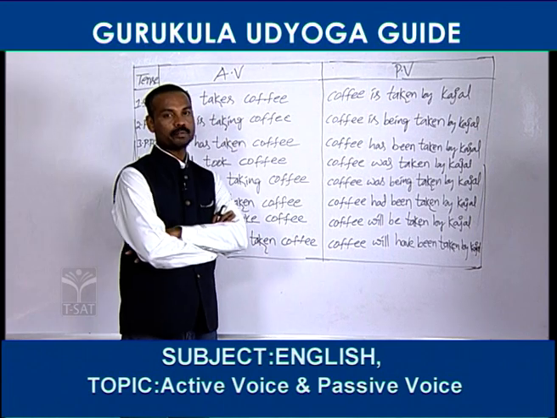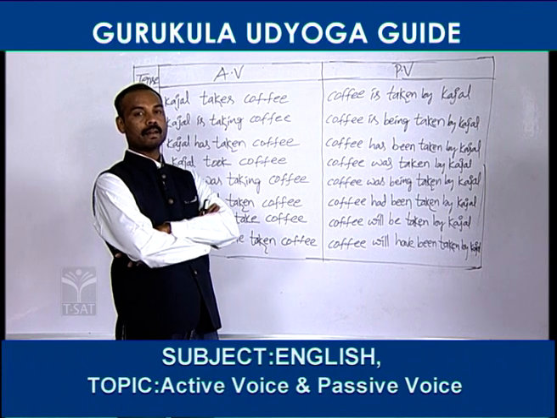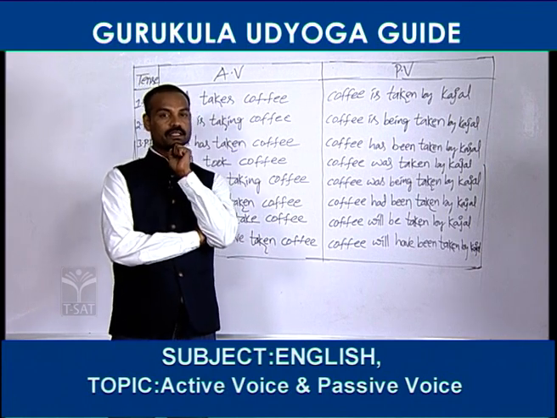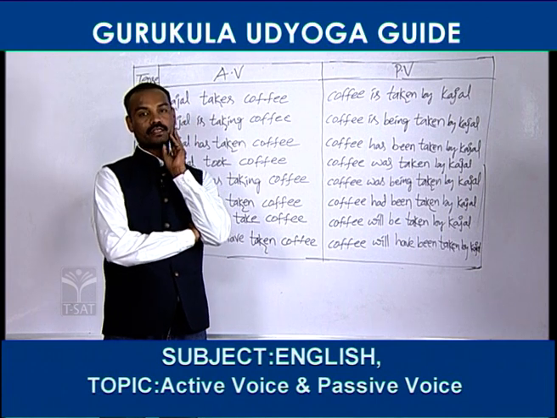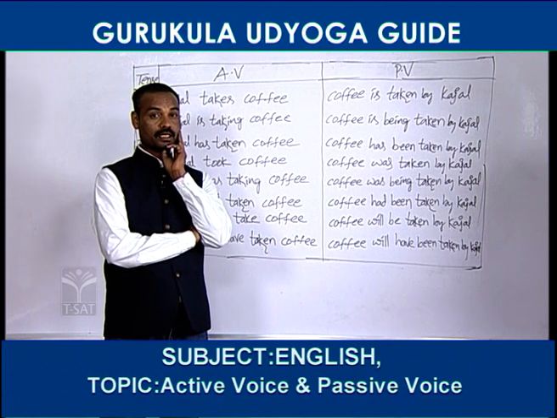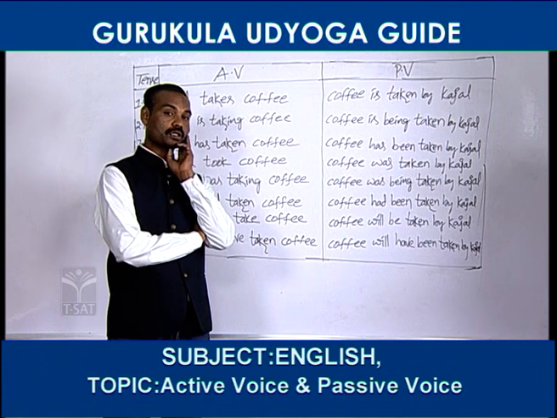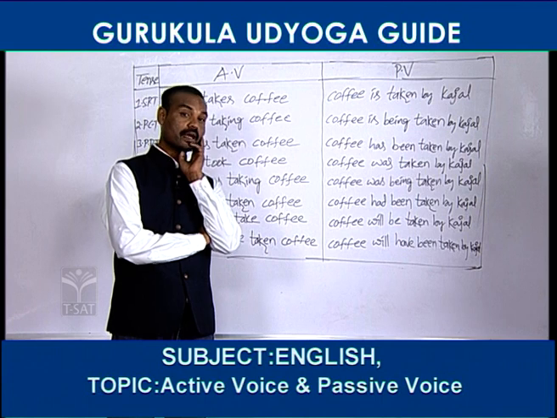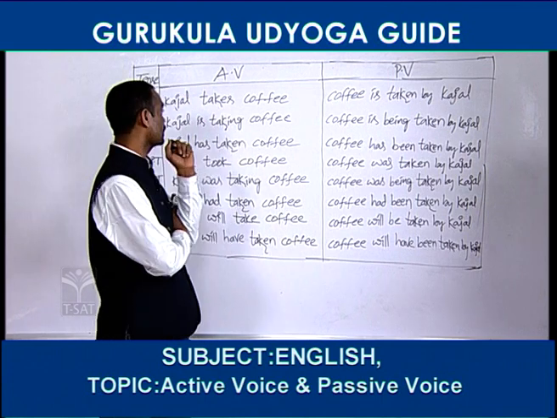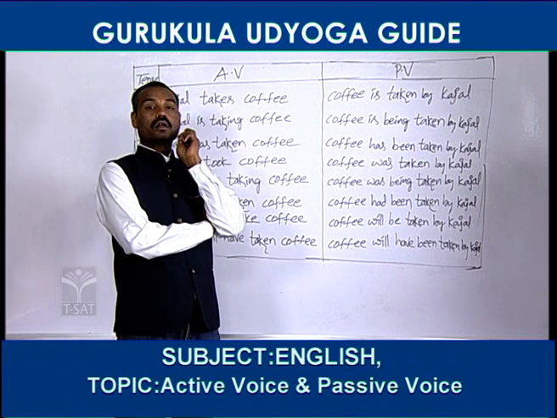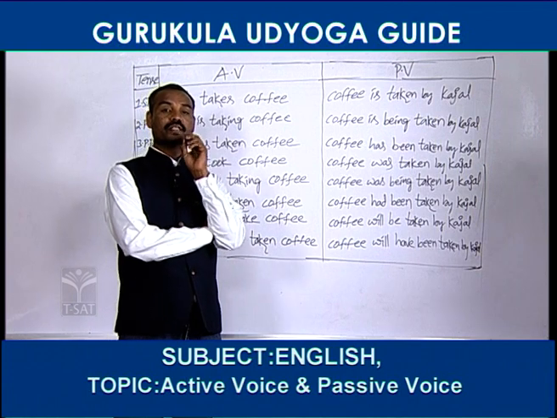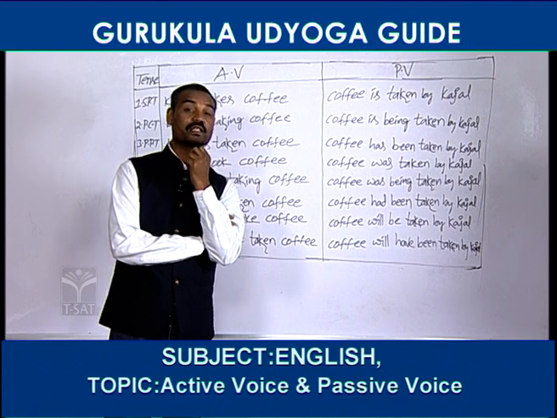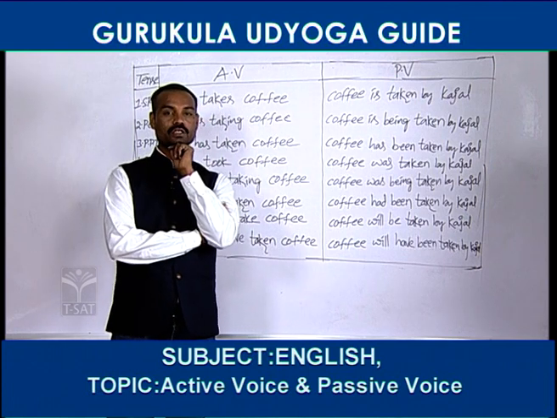Next, one more example from simple present tense. So when should we use am in the passive voice? Friends, whenever the active voice ends with me as an object from simple present tense. For example, Kajal speaks to me. Who speaks to me? Kajal speaks to me. Kajal is called subject.